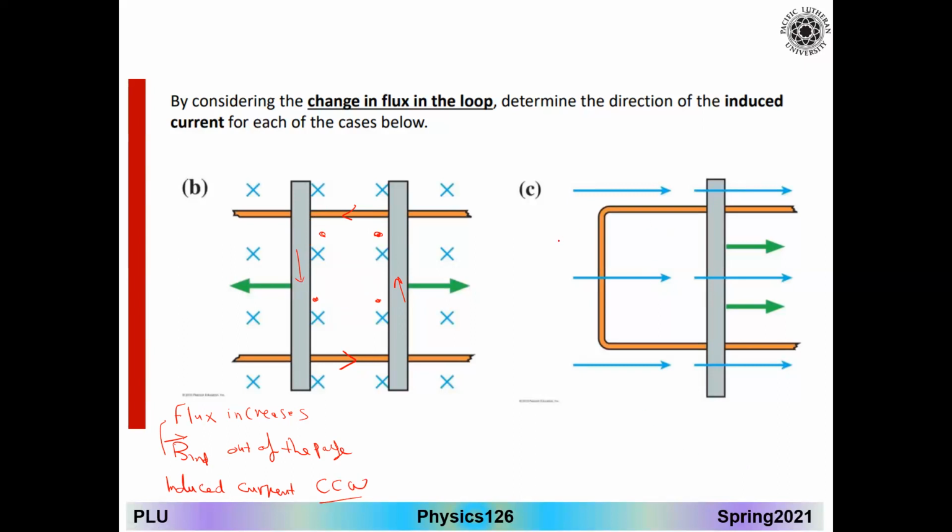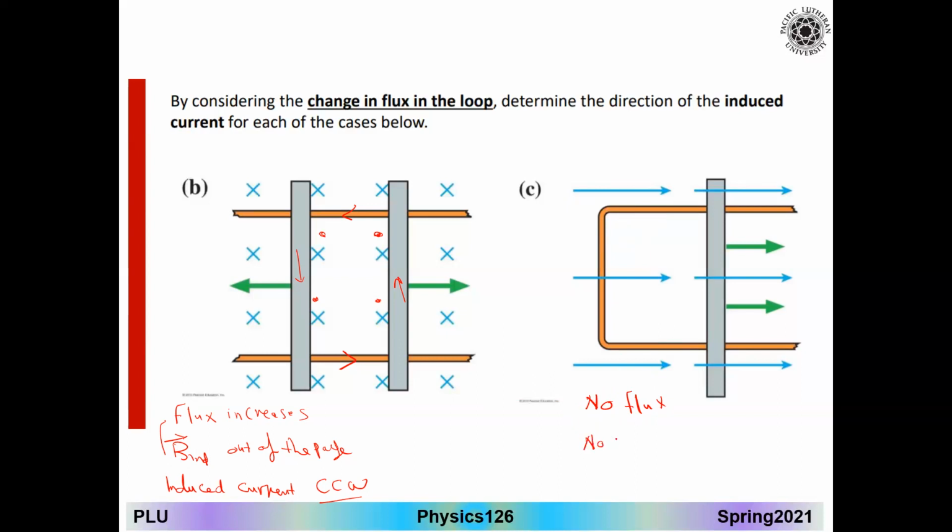Okay, so let's move to figure C. In figure C, the magnetic field points to the left, in the same direction as the rod's movement. In this case, the magnetic field and the conductor are parallel, with no angle between them. So there is no flux, which means no change in the flux. The flux is zero, so there is no induced current.